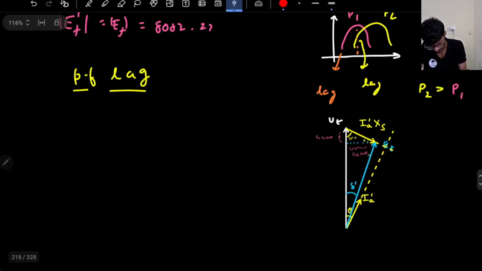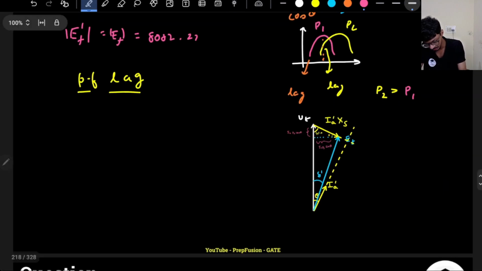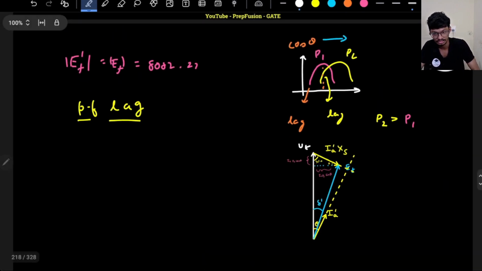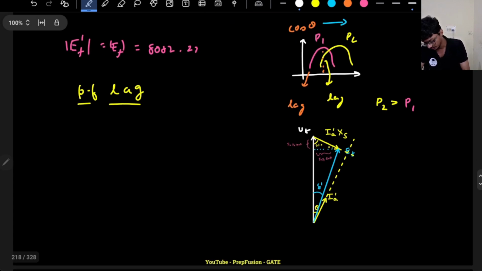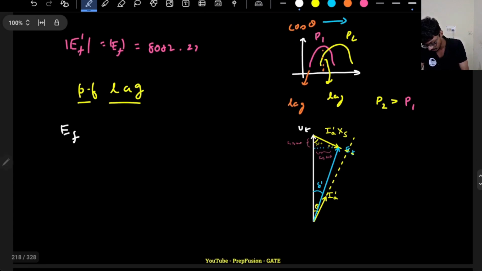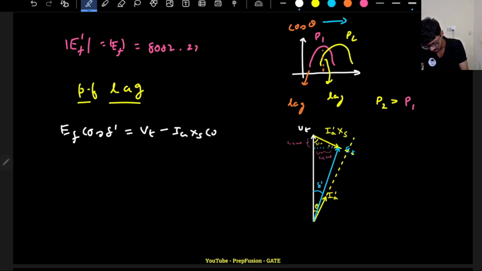Ef also will have two projections along this line and perpendicular. So again I will write the same equation. You might think, sir, this is taking more time because I am explaining it to you, and you are doing it for the first time. That's why it is taking more time. So Ef cos delta dash will be equal to Vt minus Ia Xs cos theta.